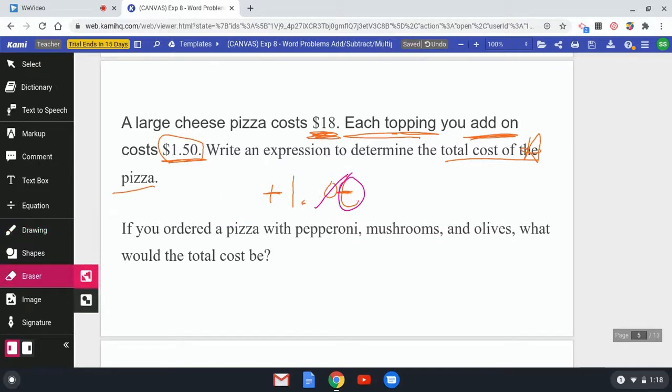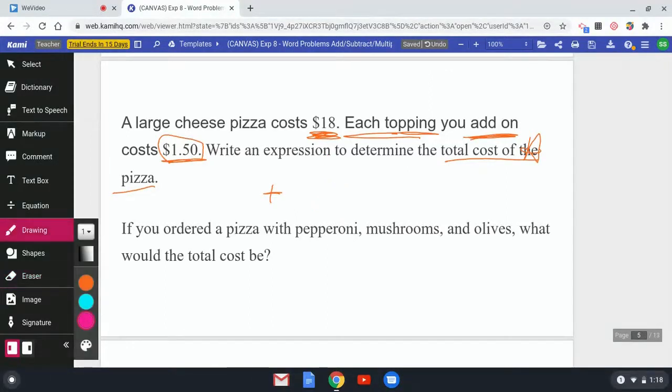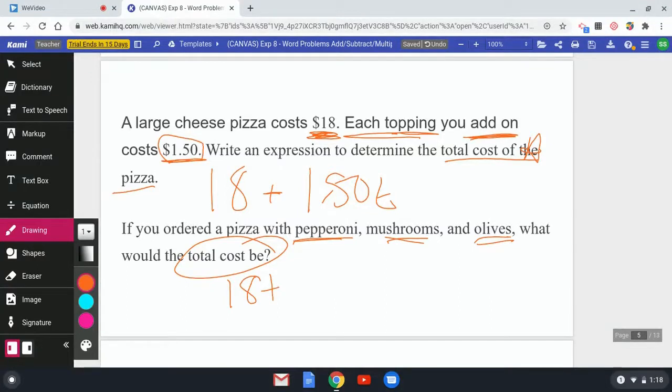Oof. Boy, that did not go as I had planned. All right, so I have my 18 plus my $1.50 per topping. If I ordered a pizza with pepperoni, mushrooms, and olives, what would the total cost be? Well, how many toppings did I get? 1, 2, 3. So I have $18 for the cheese pizza plus $1.50 times 3 toppings.